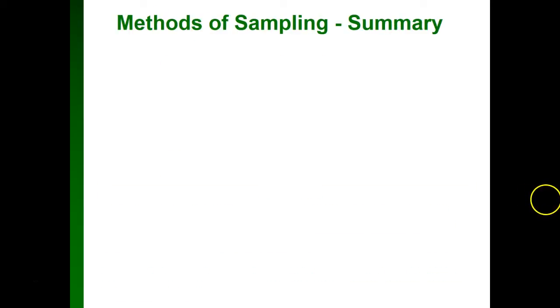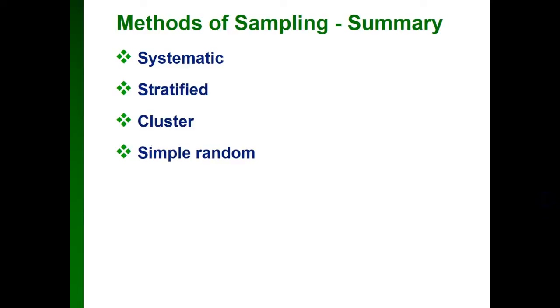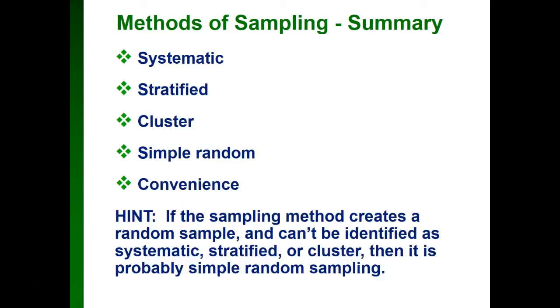Here's a summary of our sampling methods. Again, we had systematic, stratified, cluster, simple random, and convenience. And one more hint for telling if something is a simple random sample: if the sampling method creates a random sample, but it can't be identified as systematic, stratified, or cluster sampling, then it's probably simple random sampling.